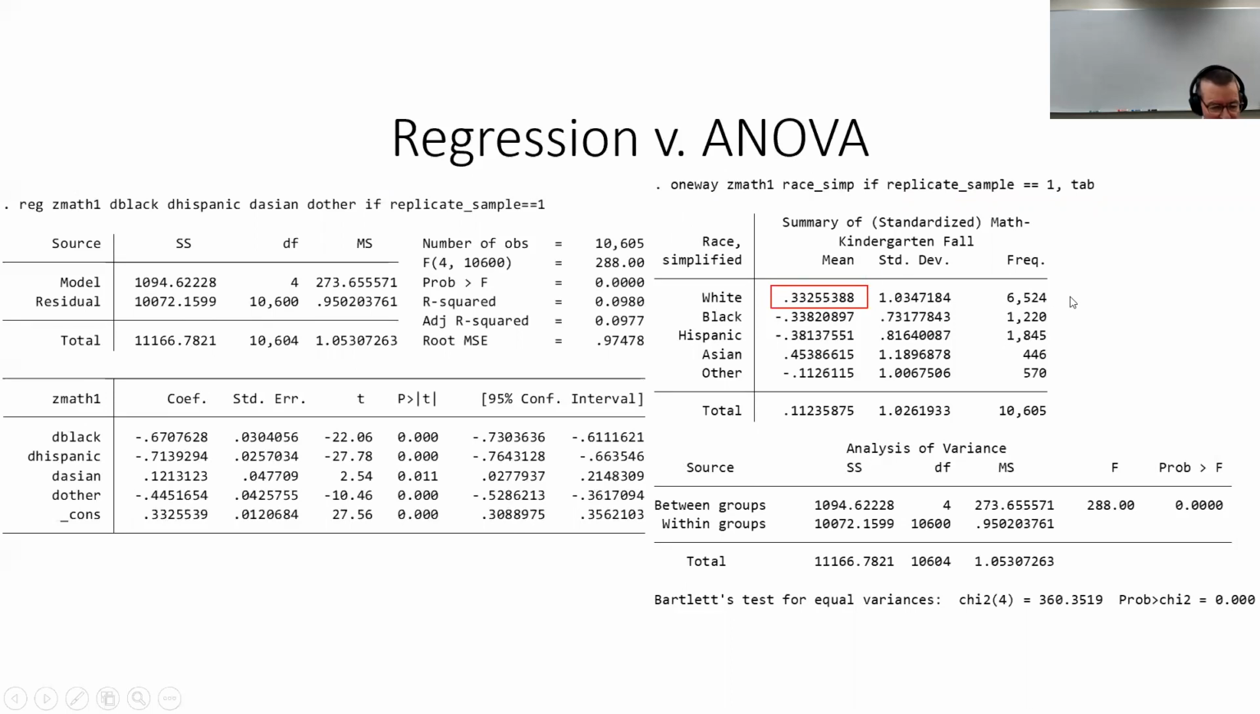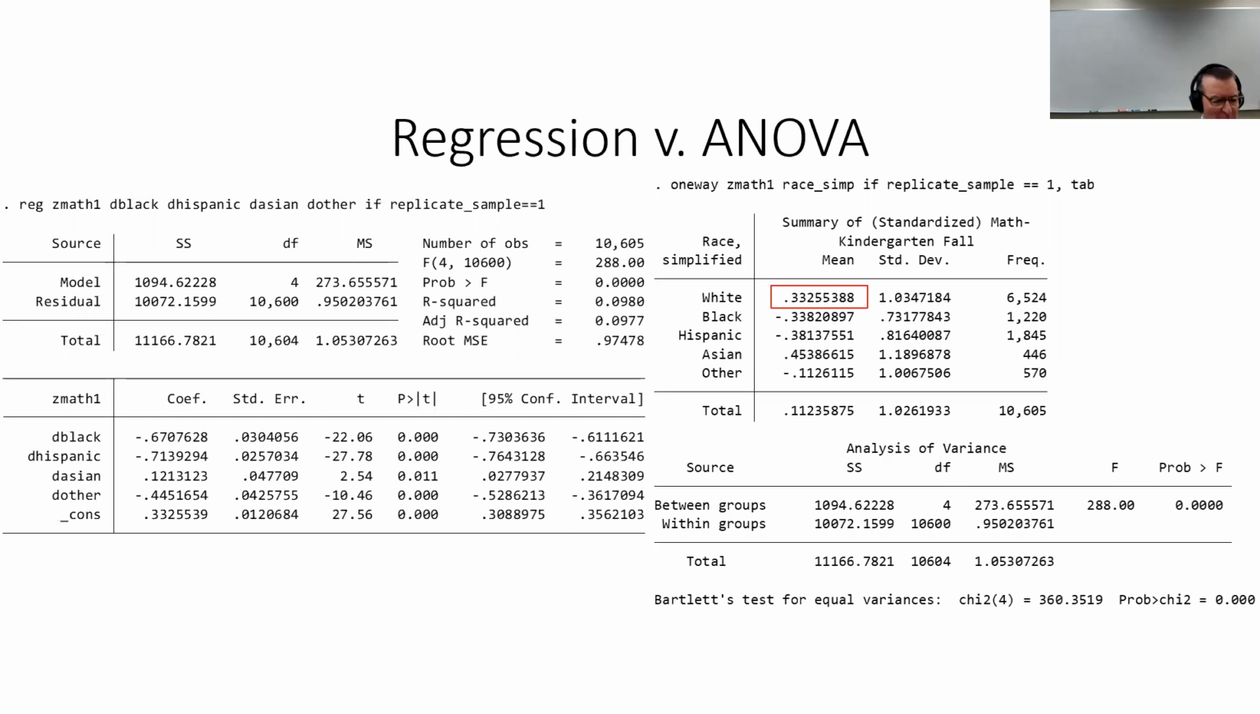Analysis of variance is nice in that it's just a listing of the mean values, in this case, of kindergarten test scores across groups. So whites have 0.332, which has the interpretation because these test scores are standardized across the whole sample. That means that whites on average are about 1/3 of a standard deviation above the overall mean of the sample.